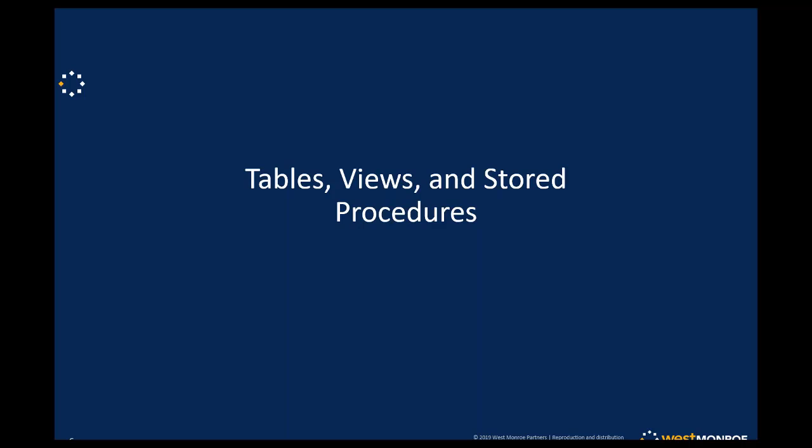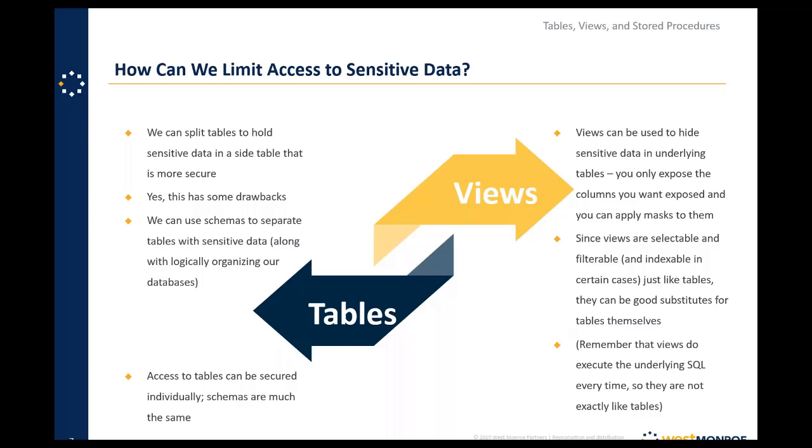Okay. All right, so the first thing we're going to talk about here is how do we use the really most basic database objects that we have in SQL Server to help start securing our data. So we're going to talk a little bit about how tables, views, stored procedures. So how can we access or limit access to sensitive data this way? So tables, we'll start there. We can split tables to hold sensitive data in a side table that's more secure. There are obviously some drawbacks here.